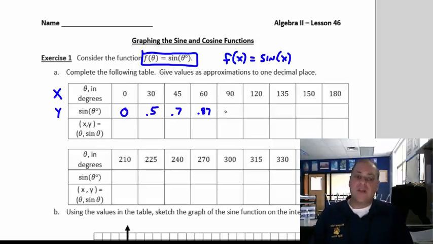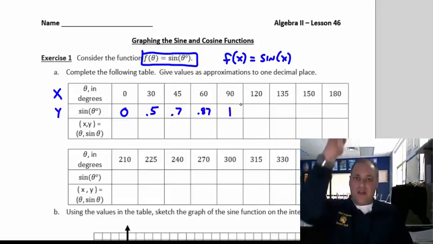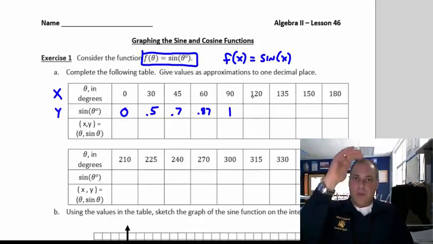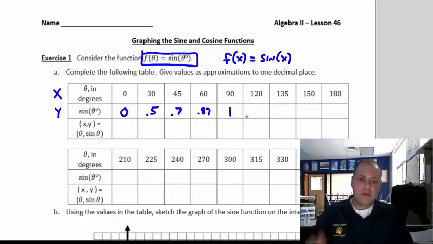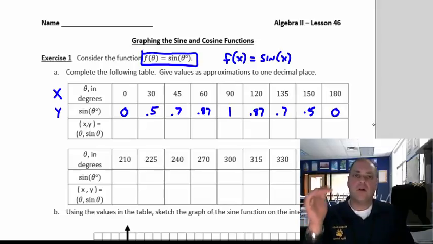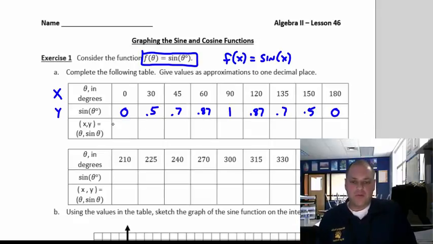Sine of 90 is 1. That's the y value, right? When you go up, 90 is up, the y value is 1. And then we're going to go back down. At 120, it goes back down to 0.87. Sine of 135 is 0.7 because it's radical 2 over 2. The sine of 150 is 1/2, so it's 0.5. And the sine of 180 goes back down to 0. Again, that's taken right from your unit circle and then converting them to decimals, like radical 3 divided by 2, 1 divided by 2. So we already know those.